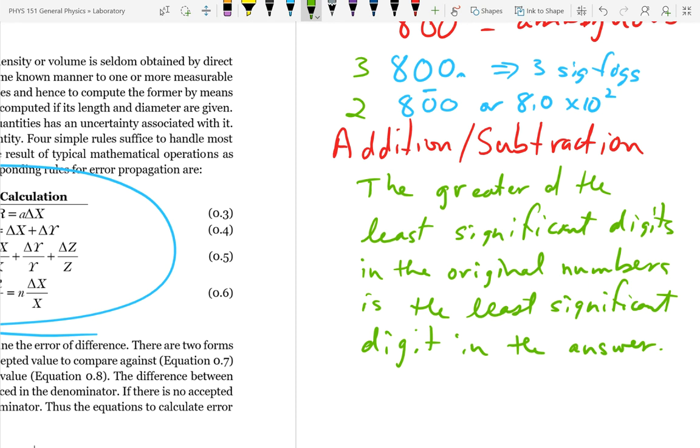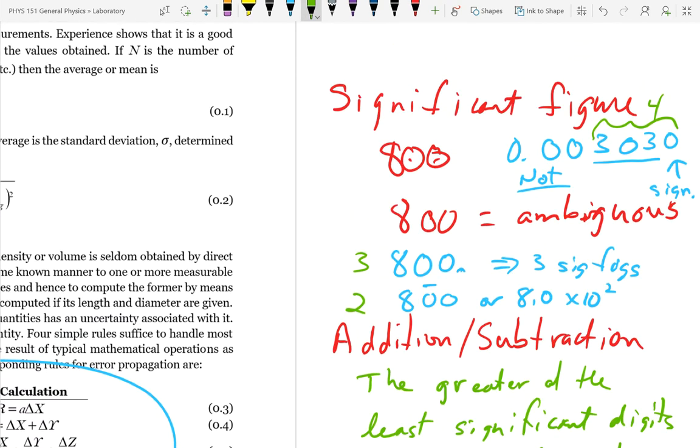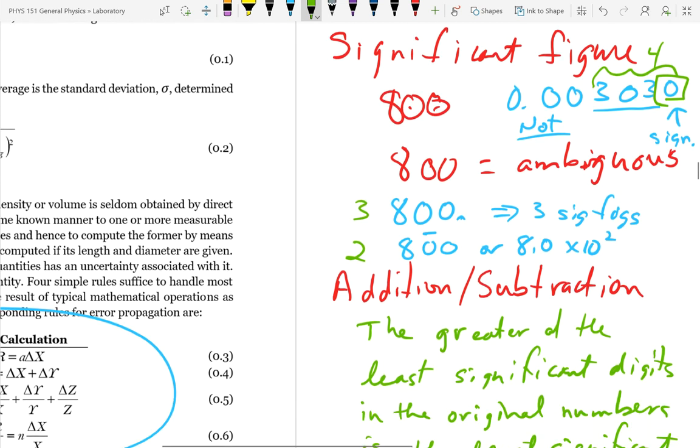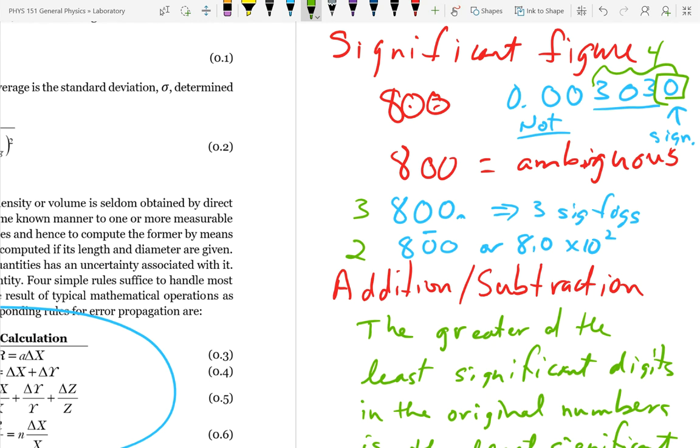So the least significant digit. The least significant digit is the digit farthest to the right in your number that is significant. So for instance, in this number here, that is my least significant digit. In this number here, because it's ambiguous, I don't know. So let's say that it was 1, that would be the least significant digit. This one here, it would be this one. This one here would be that one. It's the farthest to the right that is significant. So for every number, you need to determine which digit is its least significant digit. And then the greatest one of those is the place in the answer that's significant.